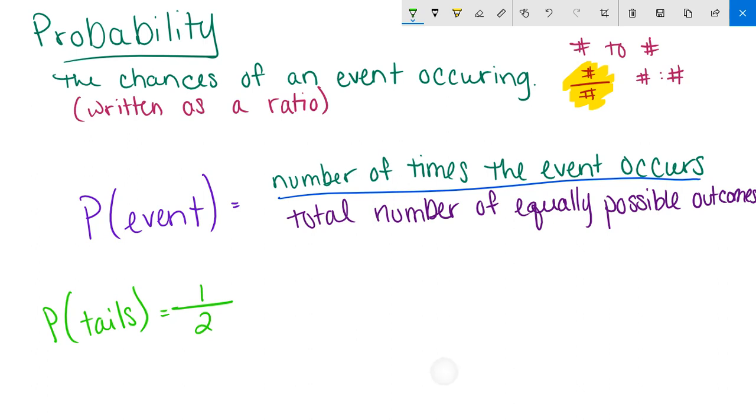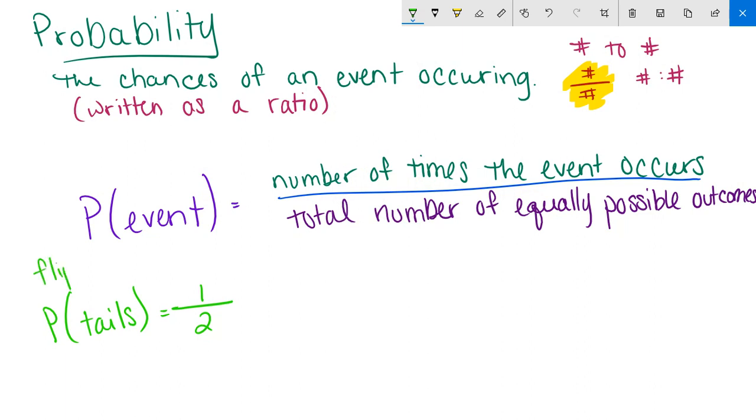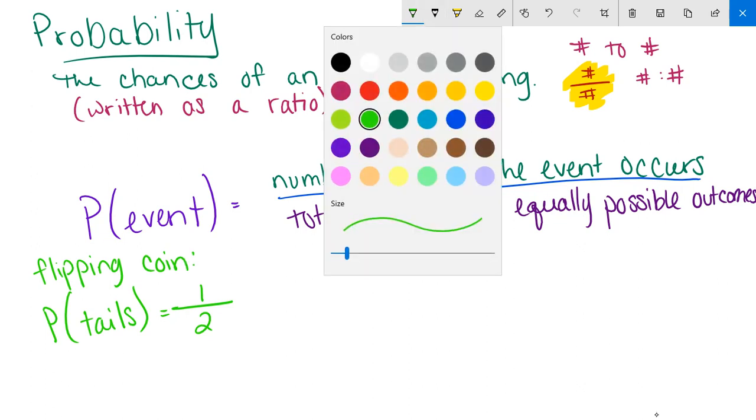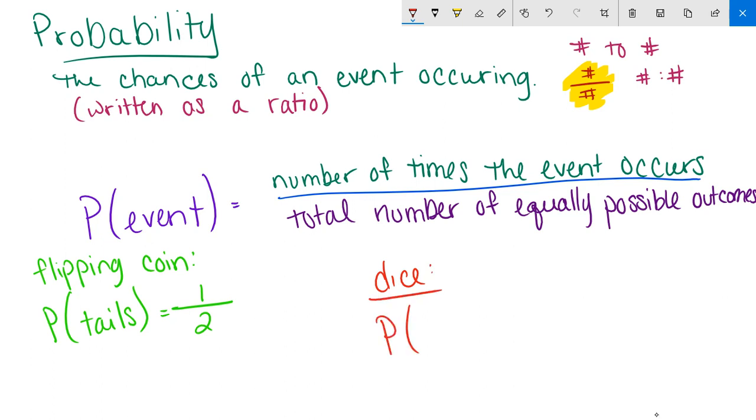Okay, if we want to talk about rolling a dice, okay, so this is flipping a coin. If we want to talk about rolling a dice, say you wanted the probability of getting 6. Well, if a dice has 6 sides, our total number of possible outcomes is 6, but it only has the number 6 on one side, so it would be 1 out of 6 chances, or the probability is a 1 in 6 chance.